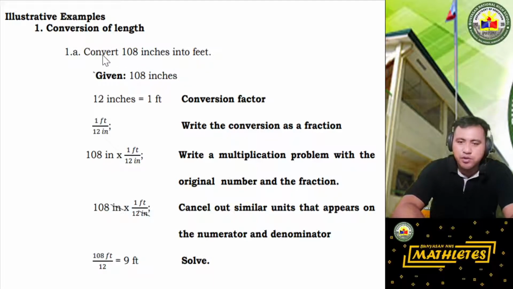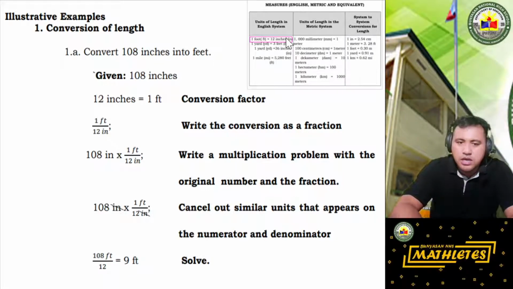For example, for length, we are going to use the length. So, we have example 1a. This is from the English system. Convert 108 inches into feet. The given is 108 inches. Now, take note that in our table of conversion, 1 foot is equal to 12 inches.